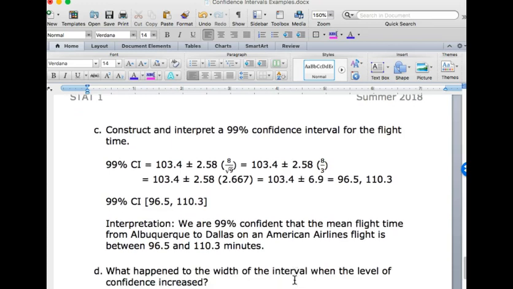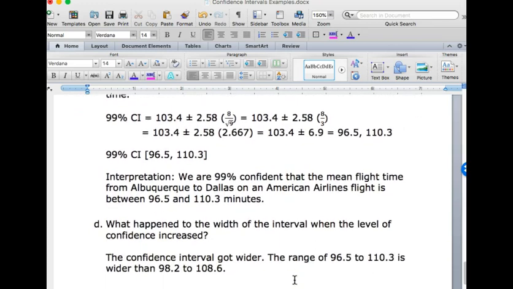Now, what happened to the width of the interval when the level of confidence increased? Well, the confidence interval got wider. The range of 96.5 to 110.3 is wider than 98.2 to 108.6.